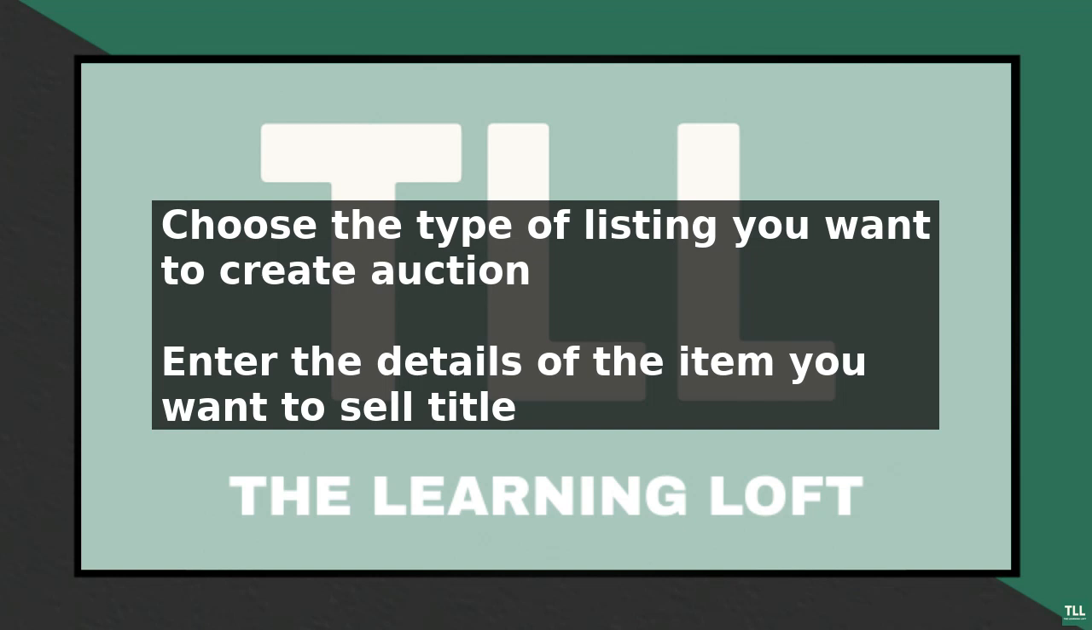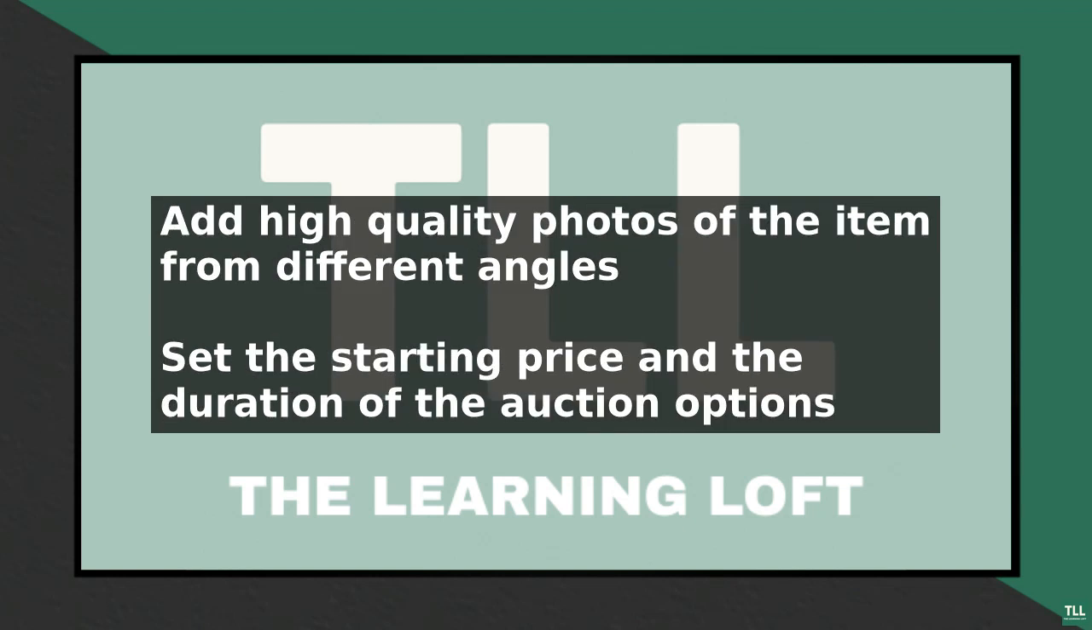Set the starting price and the duration of the auction, and choose the shipping options and costs. You can also set a reserve price, which is the minimum price you are willing to accept for the item. Choose the payment methods you will accept, such as PayPal or credit cards. You can also add any additional details or policies, such as return or refund policies.